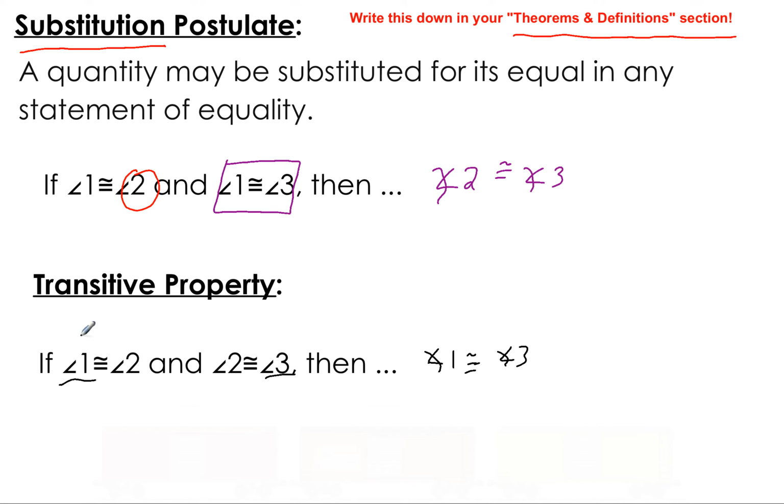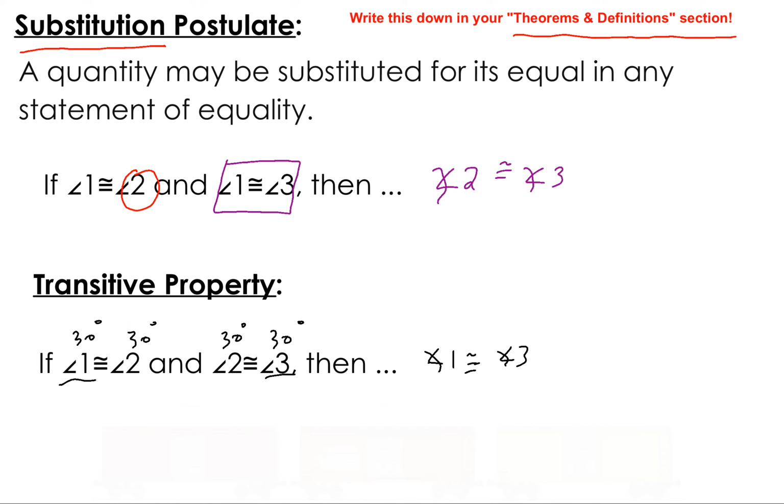Okay, so for example, if this was 30 degrees, right, and angle 2 is also 30 degrees, because after all they are congruent to each other. And if angle 2, which is 30 degrees, is congruent to angle 3, which is also 30 degrees, then it must be true that angle 1 and angle 3 are congruent. And sure enough, they are. Angle 1 is 30 degrees and angle 3 is 30 degrees.